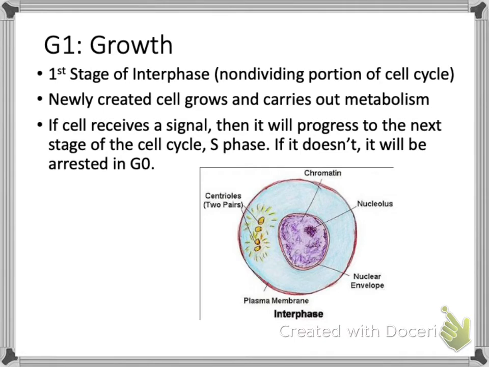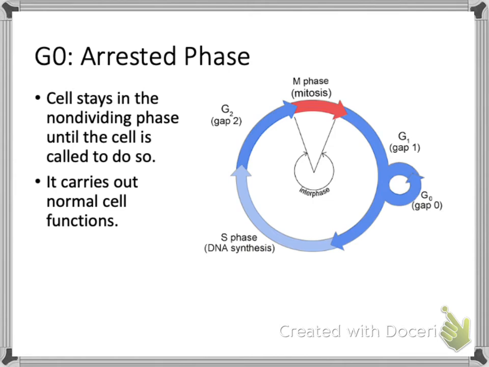Now, most cells in our body are actually in this kind of G1 phase because only if a cell receives a signal will it then progress to the next stage of the cell cycle, which is the S phase. If it doesn't, it's kind of stopped in G1. And we have this special name for being arrested in G1, which is called G0. So G0 is an arrested phase.